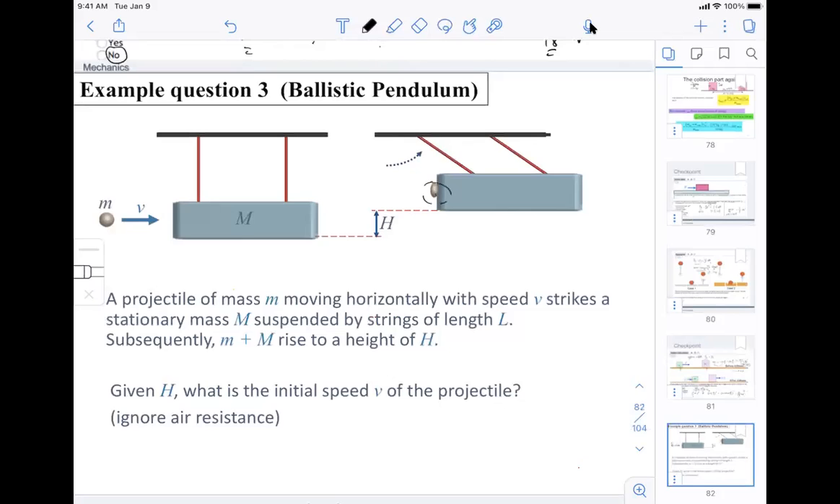So right after they stick together, this whole thing will swing up, right? This whole thing has been shot up. So it's going to swing up and go as high as height h. So given this height h, what is the velocity of the projectile when you first fire it, or just before it hits the pendulum? So I say again, hopefully you see this as well. It's the same problem as before. This is a ballistic pendulum, the same as the bullet and gel problem, right?